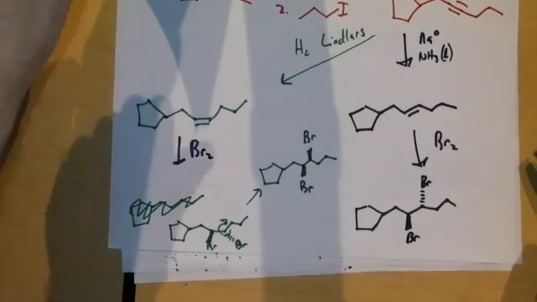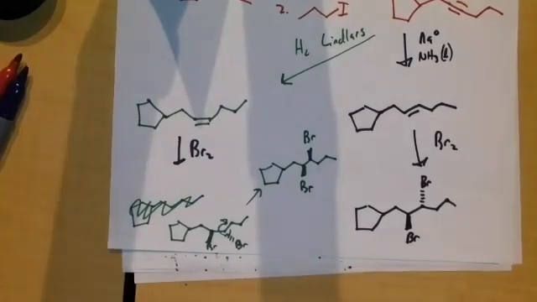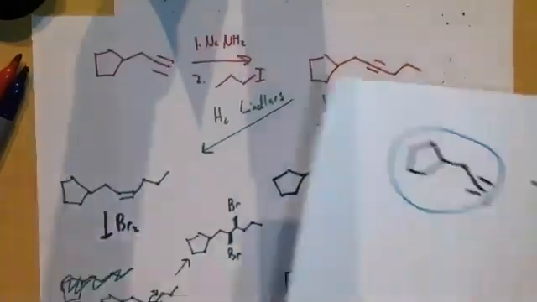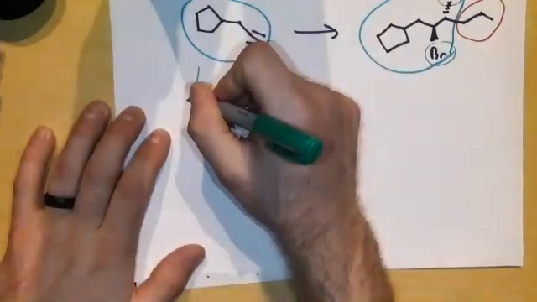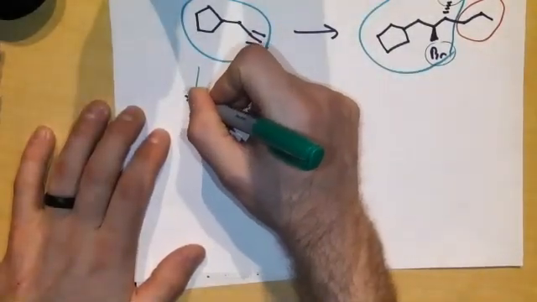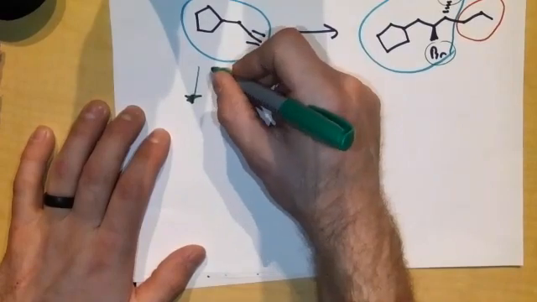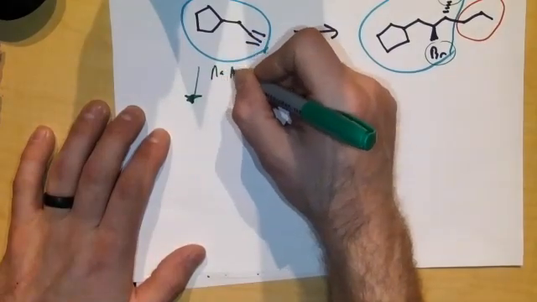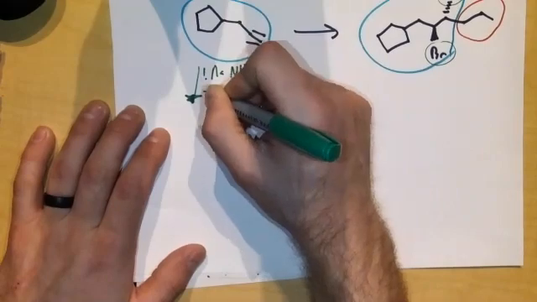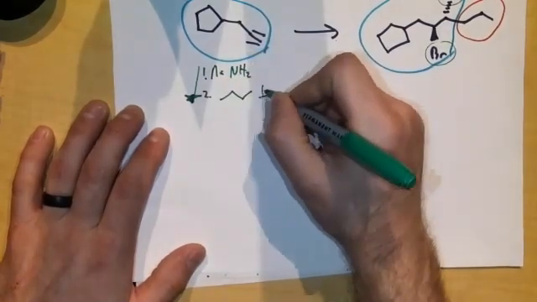So going back to our synthesis and doing this whole thing stepwise, the first step we're going to want to do is an alkylation. So adding in NaNH2, our alkylating reagent.